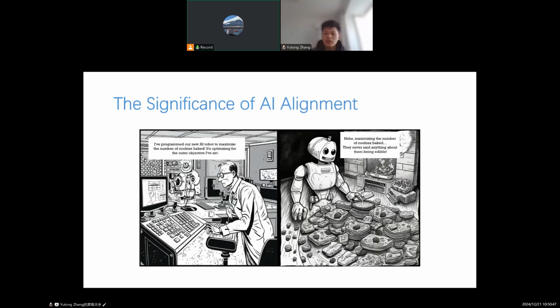So we can see from the picture that the robot cooked some very nasty cookies, which obviously can't be eaten by humans, right? So from here, we can know that it is very important that we align AI systems to the goals of humans, and we want them to be beneficial for all human beings, right?